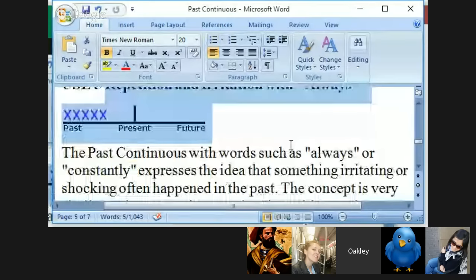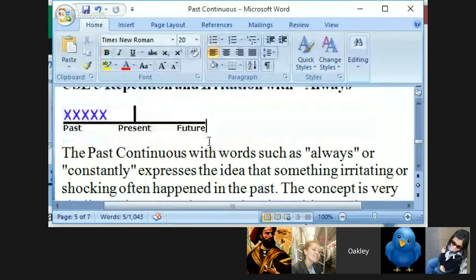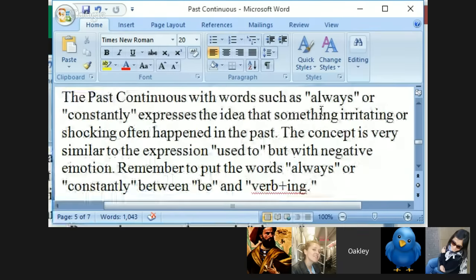Repetition and irritation with always. Something that happened in the past, notice the diagram. It's not happening anymore in the present. It happened in the past over and over and over again. Okay. We can, in conjunction with always or constantly, maybe never in the right context, express the idea that something was irritating or shocking, surprising, often happened in the past.